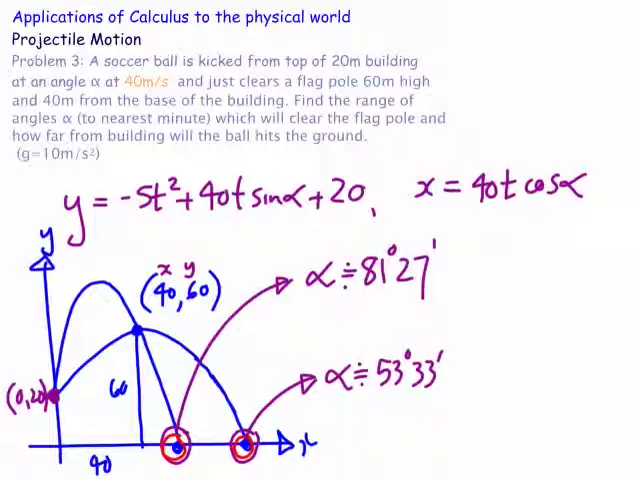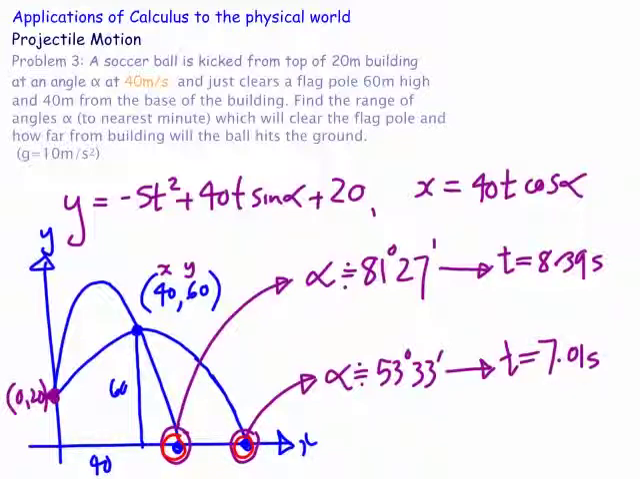So when I put those into that quadratic equation, I'm going to get some times. These are the times of flight, until the ball hits the ground. The times are roughly 8.39 seconds for this one, and the other one is 7.01 seconds. These are just rounded off as well, so I'm going to use the exact values on the calculator.